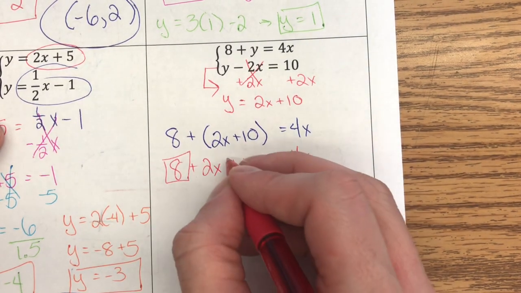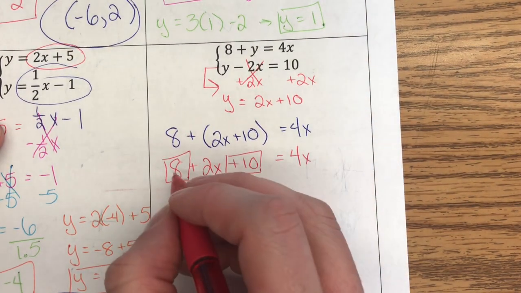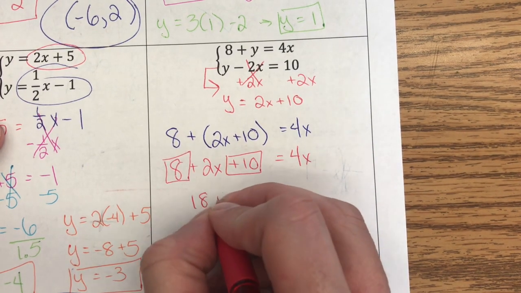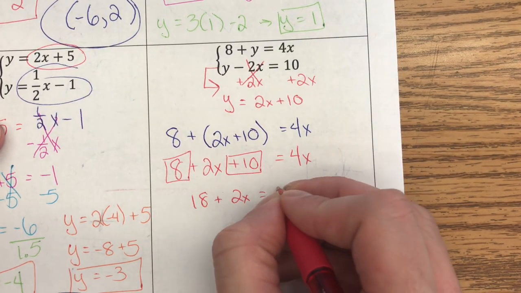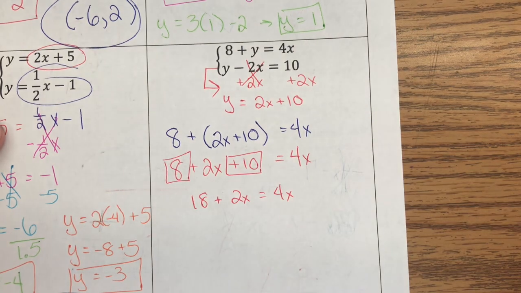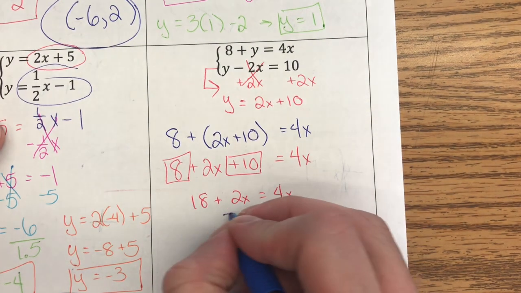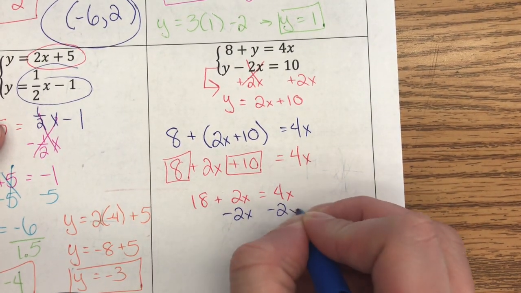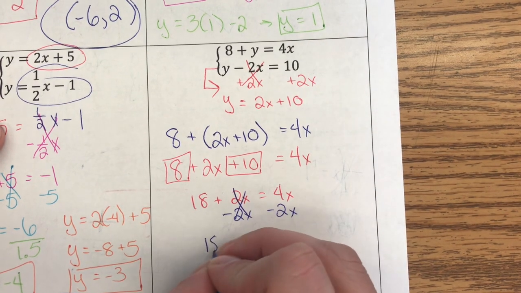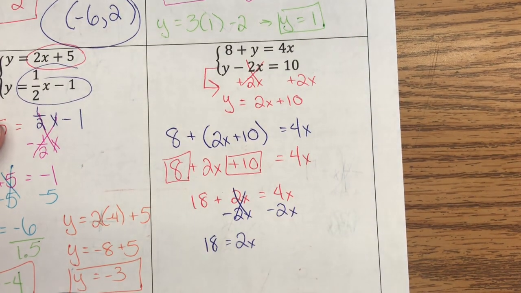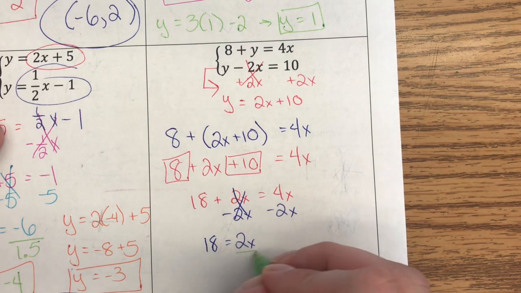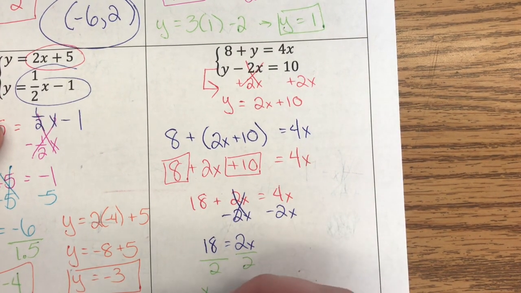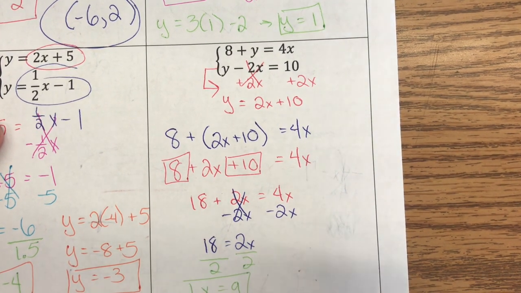These two combine because they're like terms and they're on the same side, so you have 8 and 10 make 18. 18 plus 2x equals 4x. I could subtract 2x from both sides. 18 equals 2x. I could divide both sides by 2, and x will end up being 9.